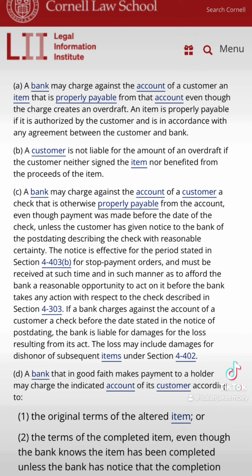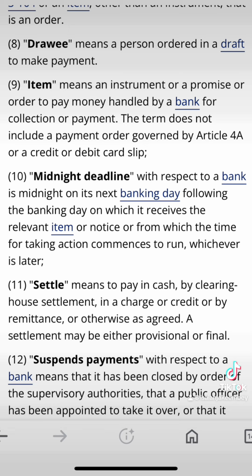See, I know there are always going to be some naysayers that are going to try to challenge the information being presented. So it says that the bank may charge against the account of a customer an item that is properly payable. Now we need to know what an item is.